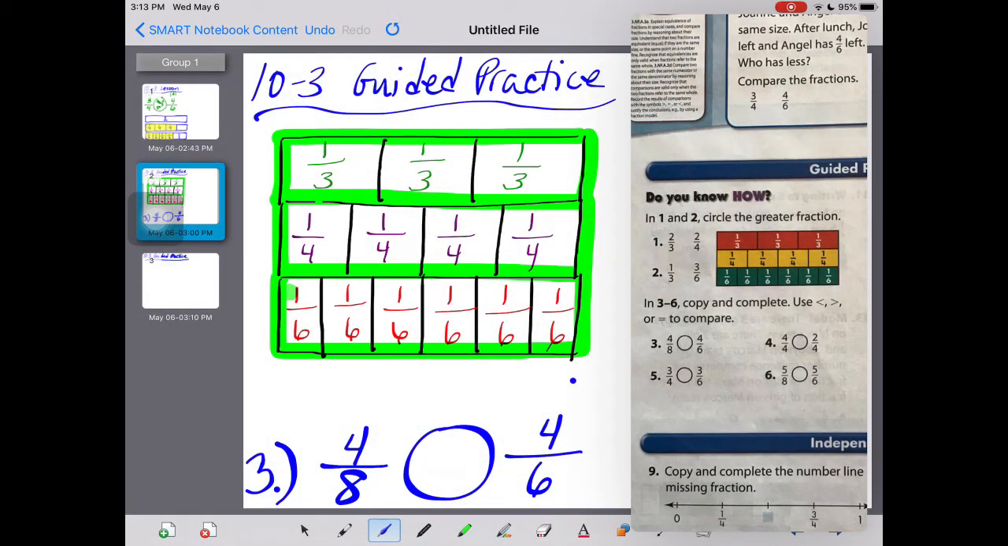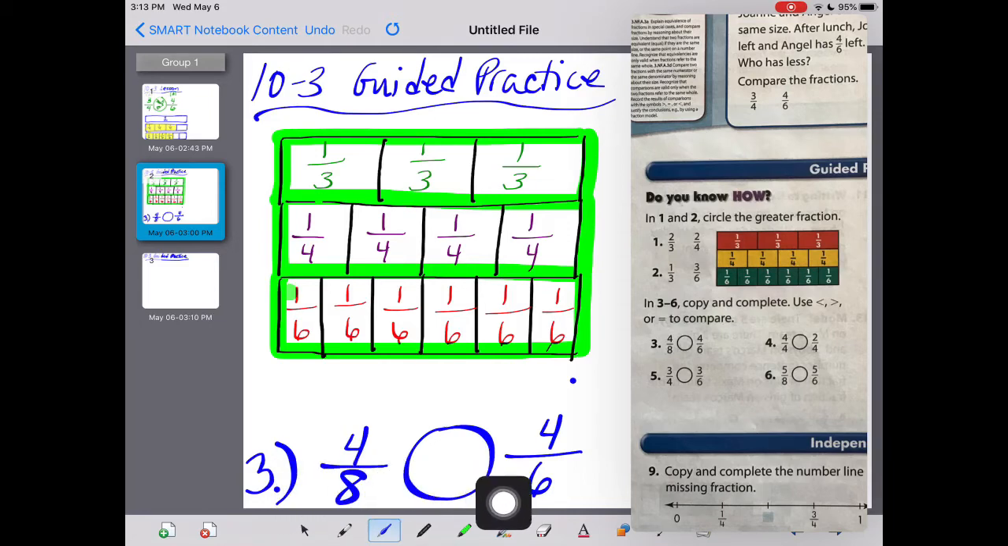Okay, number 3 for guided practice. I wrote it down here, but it's right here on the page. We're comparing 4/8 to 4/6. Now, if you notice that this first one has eighths, that means the whole pizza has been divided up into eighths, or 8 equal pieces. Now, we don't have a representation up here. We could draw one, but I want you to think of another thing here.